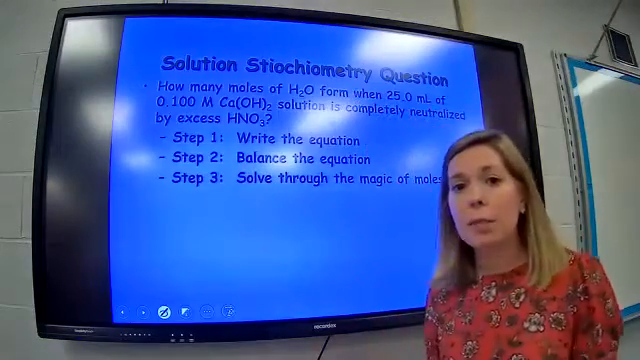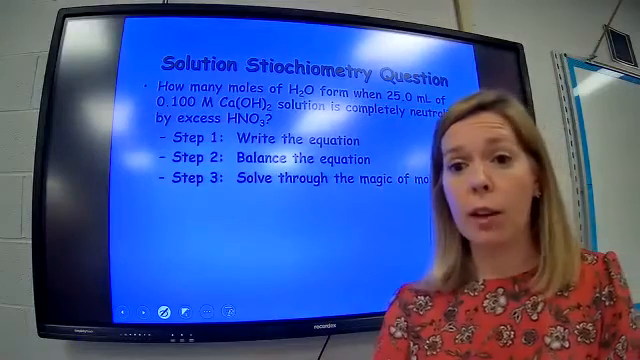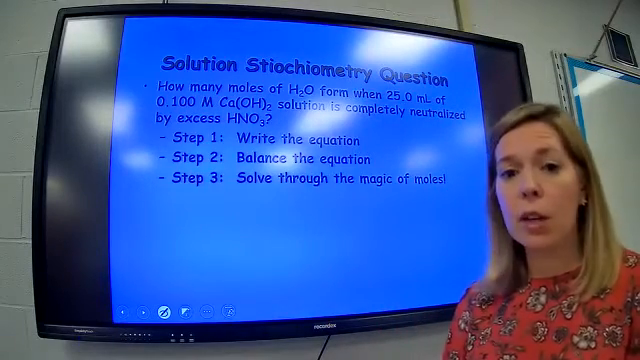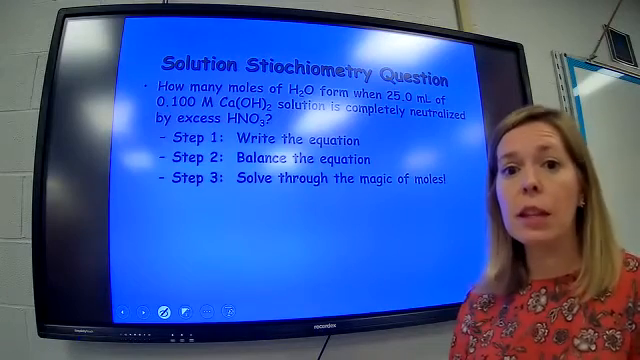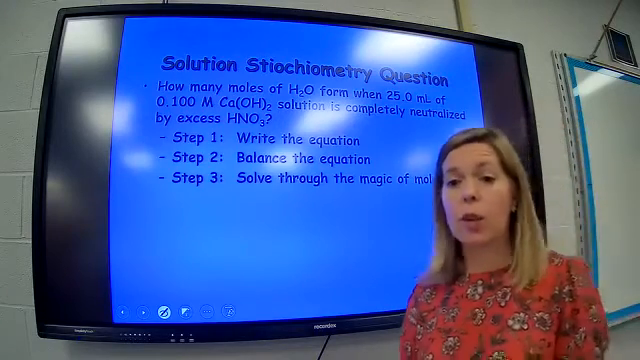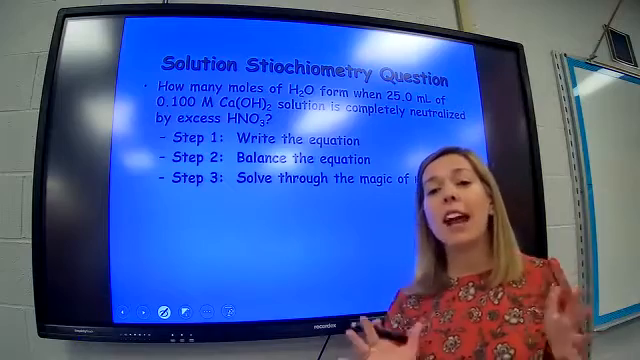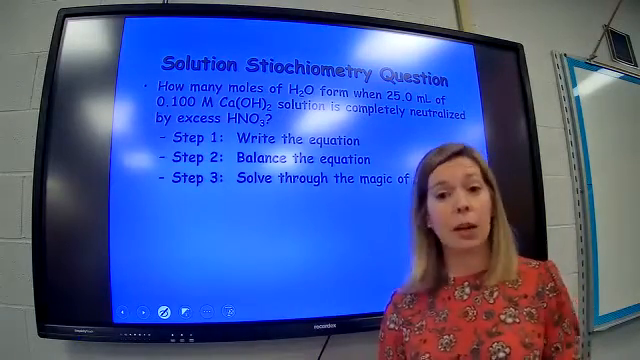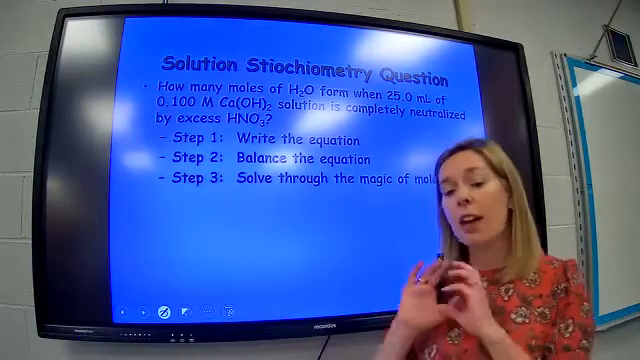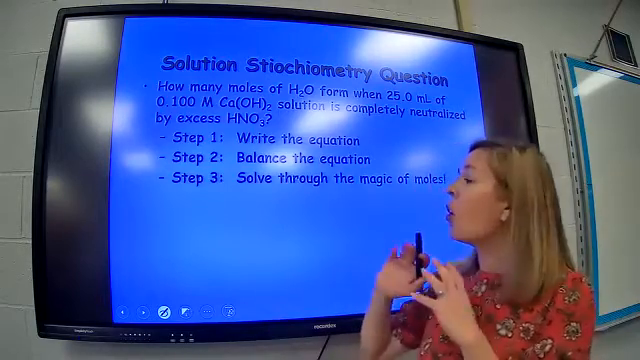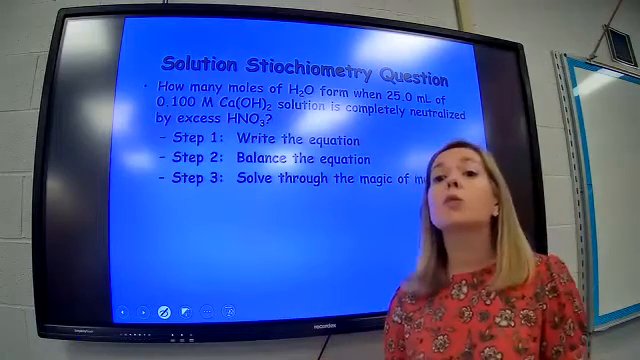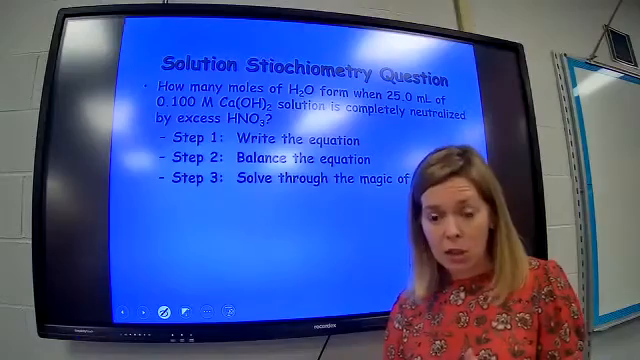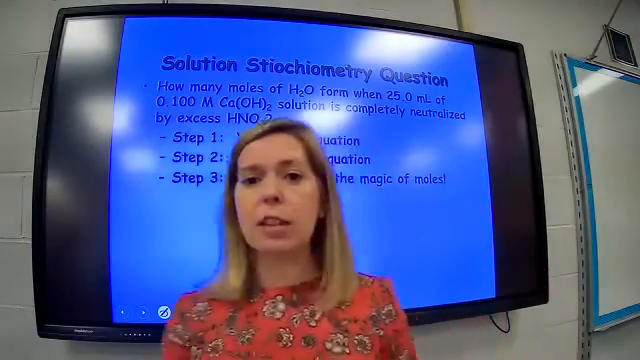So we've got an example here. How many moles of water will form when 25 milliliters of 0.1 molar calcium hydroxide solution is completely neutralized by excess HNO3? First off, when you see the word excess, that should make your heart happy because you know you don't have to worry about a limiting reactant problem. So we have excess HNO3, so all of my products will be determined by the amount of moles of calcium hydroxide. So we don't have to worry about limiting reactant.